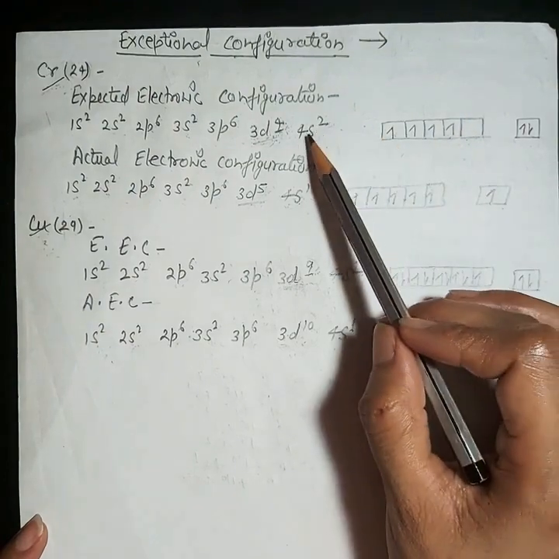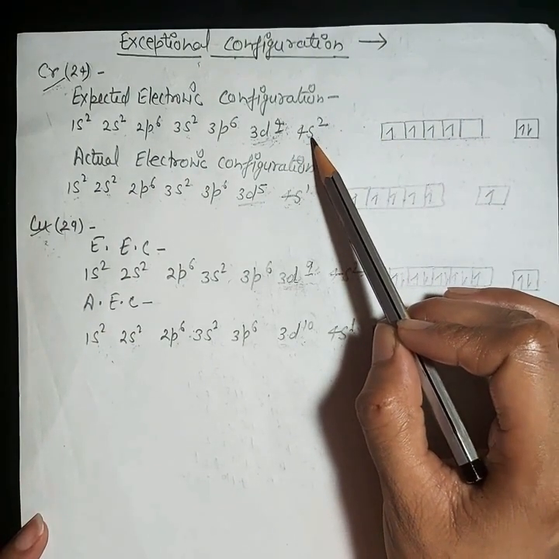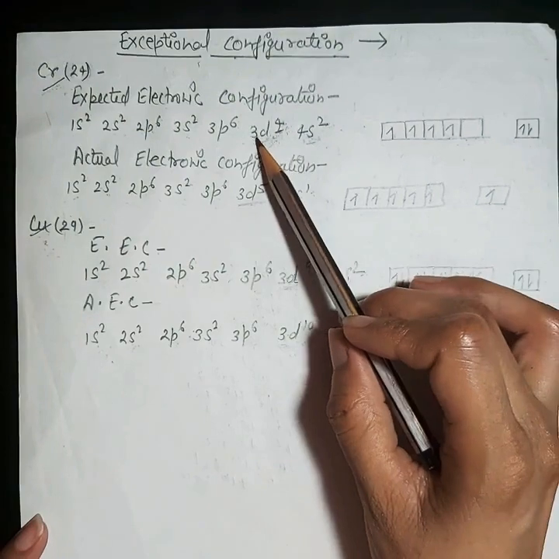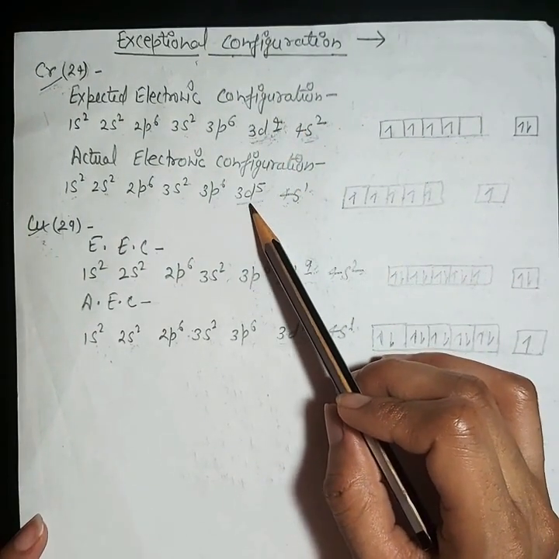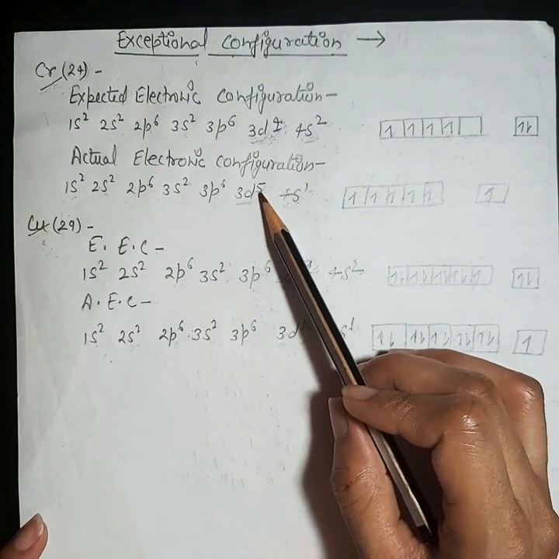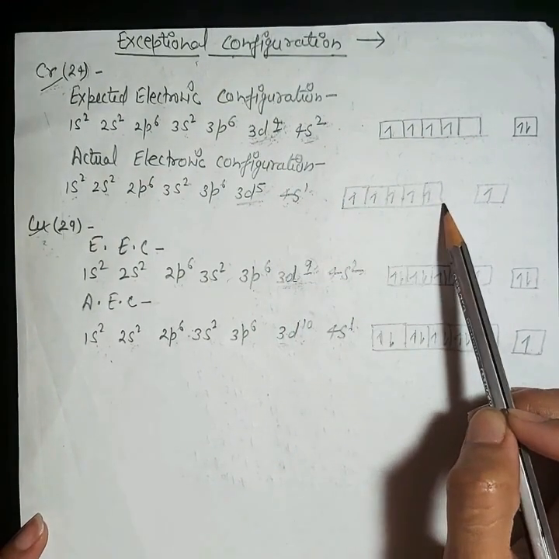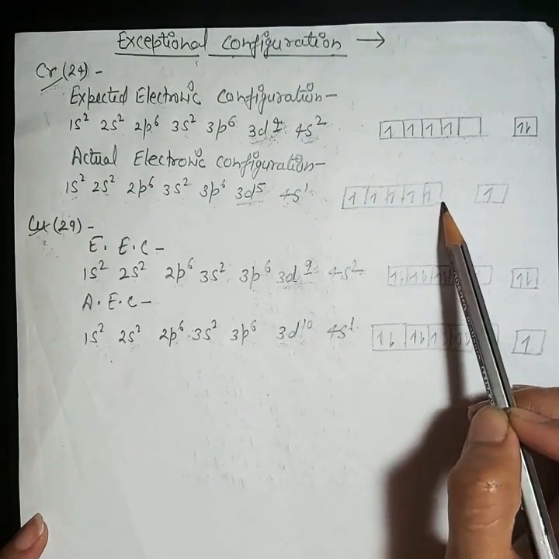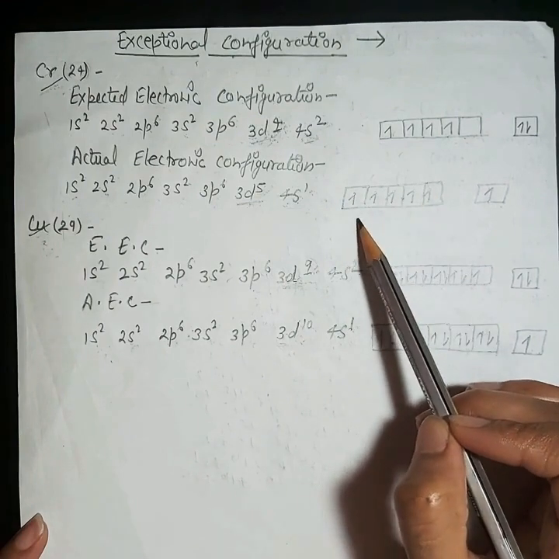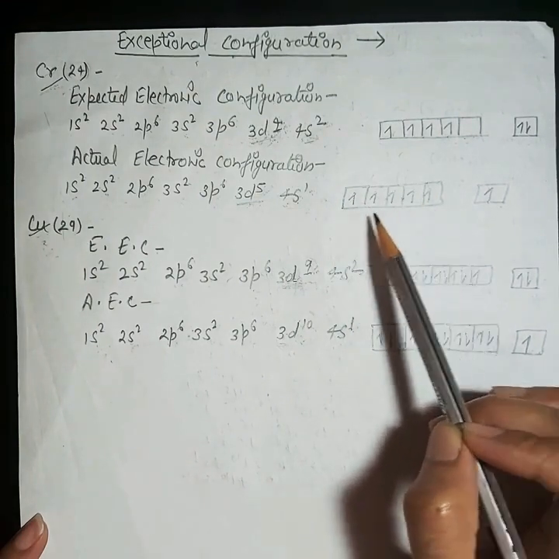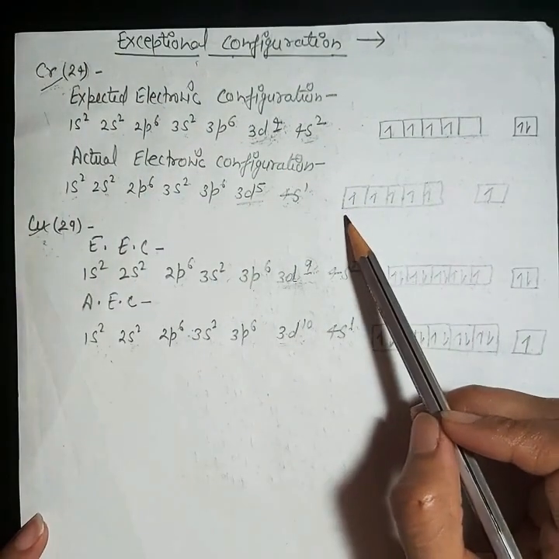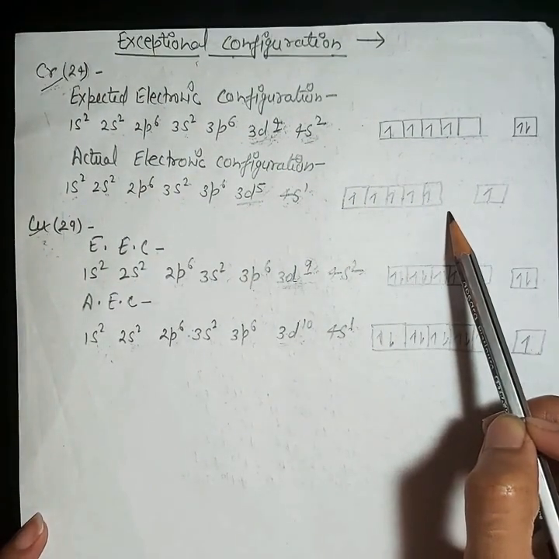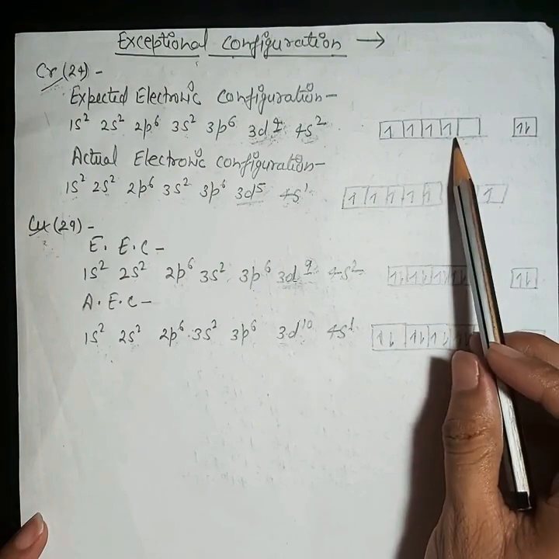But if an electron of the 4s orbital transfers to the 3d subshell, then it will have 5 electrons in the 3d subshell. These 5 electrons can be distributed like this. In this distribution you can see that it has exactly half filled orbitals. Chromium will have exactly half filled orbitals, which has more stability than the other configuration.